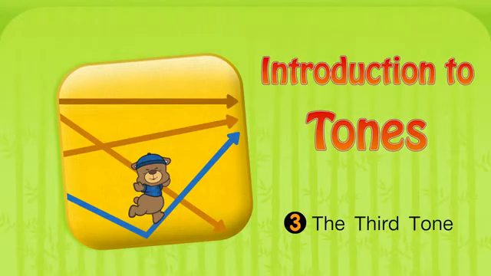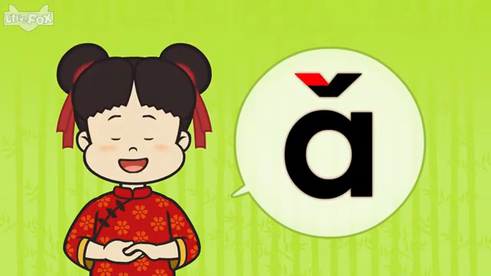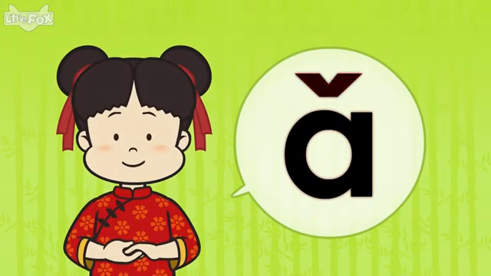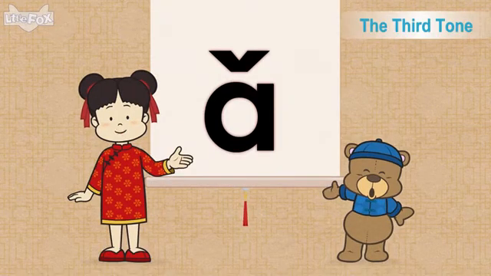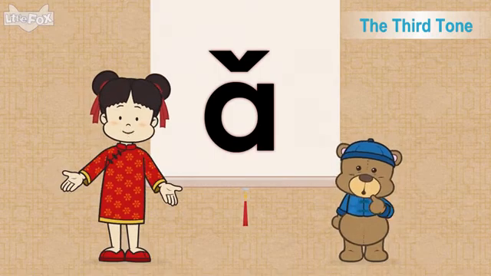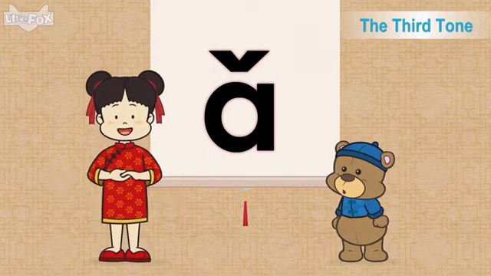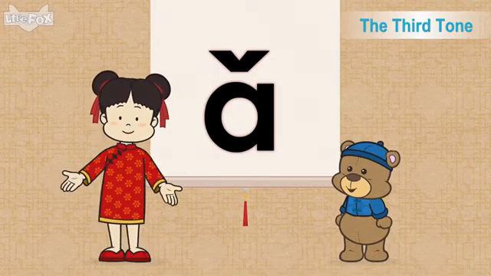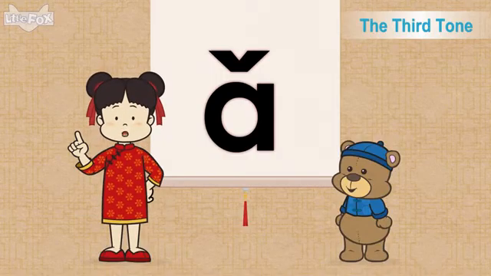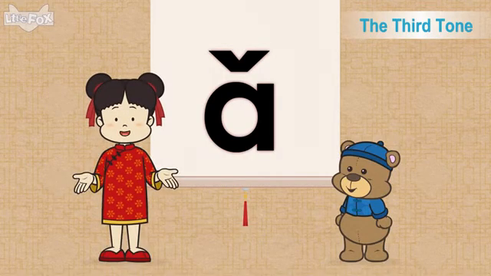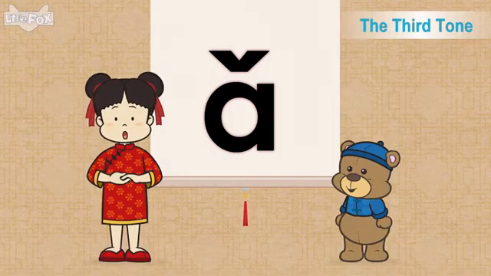Introduction to Tones 3. The third tone. This is the third tone. When we figure out an answer to a question, we say, aha! Our chin goes down, and then it comes back up when we make this sound. That is the sound for the third tone. It starts normal, and then goes low, and then rises up again.